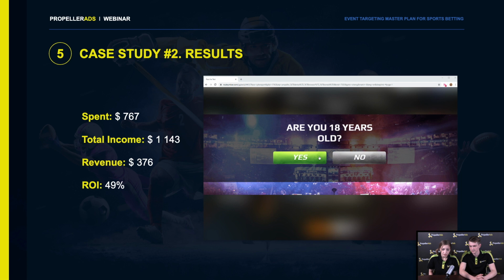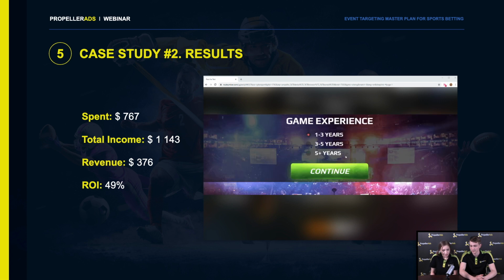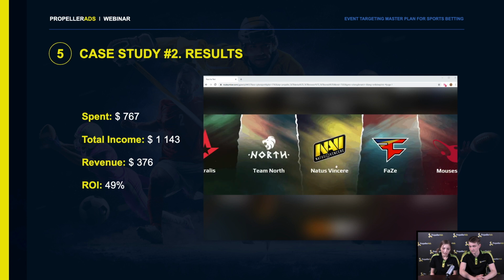With $767 spent, the total income for 2 weeks, League of Legends, CSGO, and Dota 2. Yes. The total income is $1,143, and with an ROI of 49%, we're getting $376 of revenue, which is also impressive.